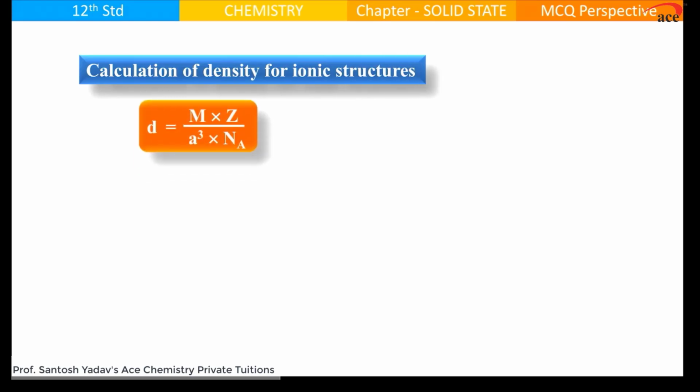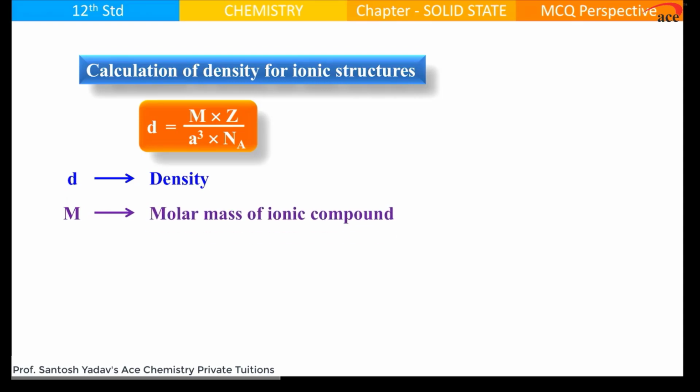Next, the density formula remains the same as you learned in metallic solids: D = Z × M divided by a³ × Na. Here D stands for density, and M stands for the molar mass of the ionic compound. If you take the molar mass of NaCl, it will be 58.5. Similarly, the molar mass of cesium chloride, 133 plus 35.5, is 168.5. This is how molar mass is calculated for an ionic solid.